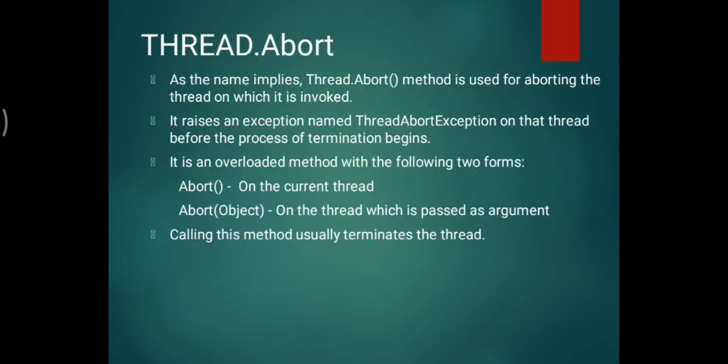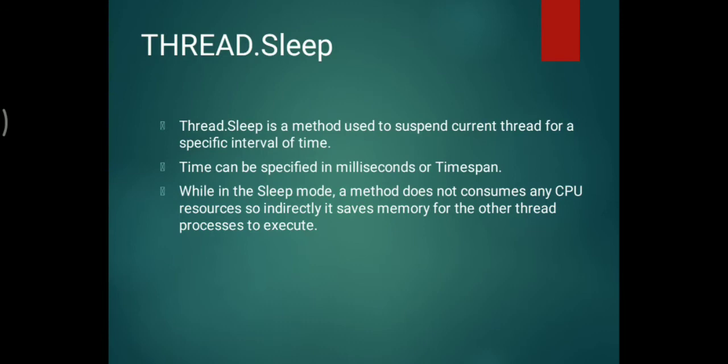This is thread.sleep. This method is used to suspend the current thread for a specific interval of time. Now let's see a real-time example. Say we are playing some music in the background on our mobile for just 10 seconds. We have to stop that process. We just pause the music and do some other work. So this is called thread.sleep, to suspend the current thread for a specific interval of time.